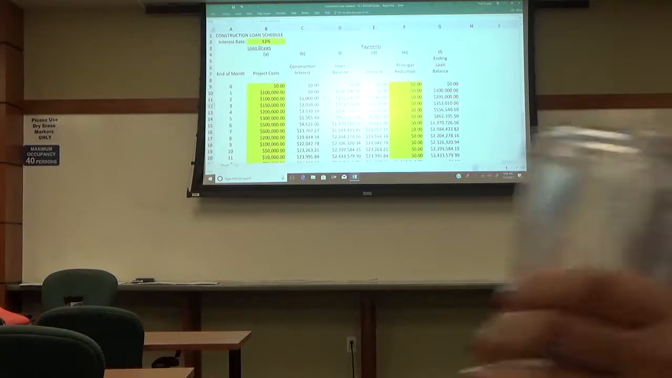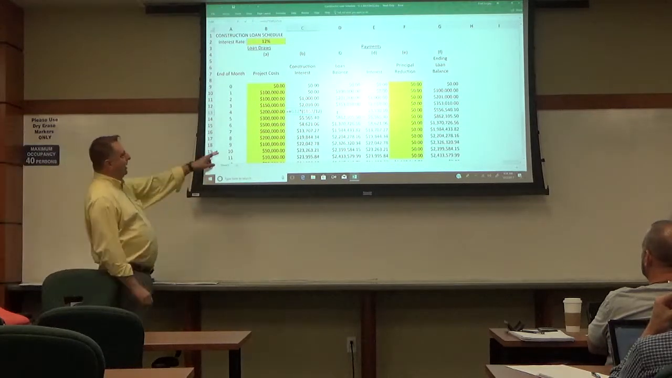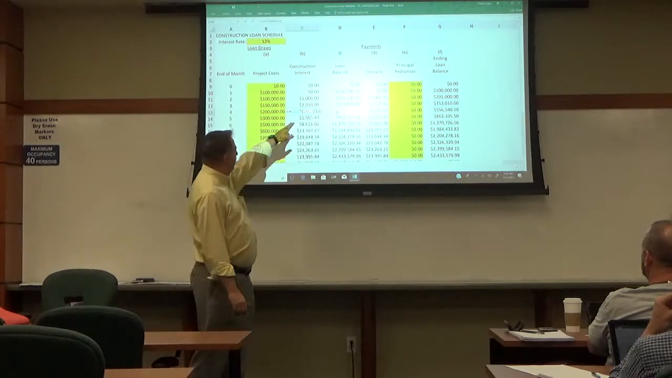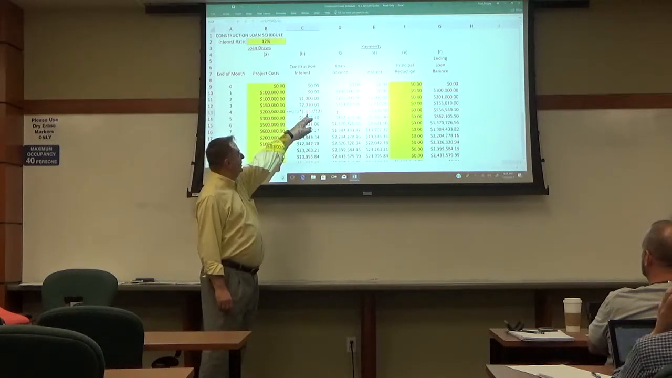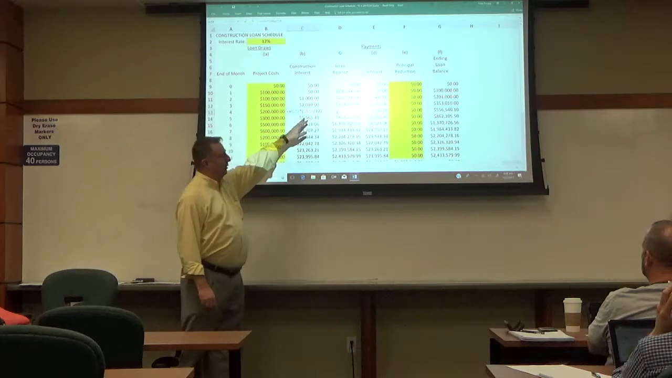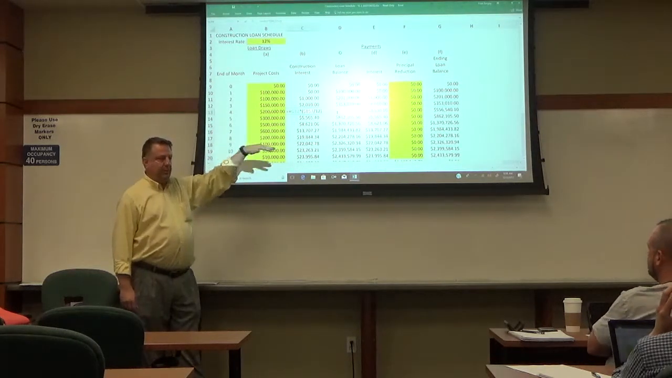Now, for each subsequent month, if we look down a month or two later, the same thing is happening. We're taking that ending balance from the previous month and simply multiplying that balance times the interest rate divided by 12. Okay, is everybody comfortable with that? All right, so it just increases each and every month.